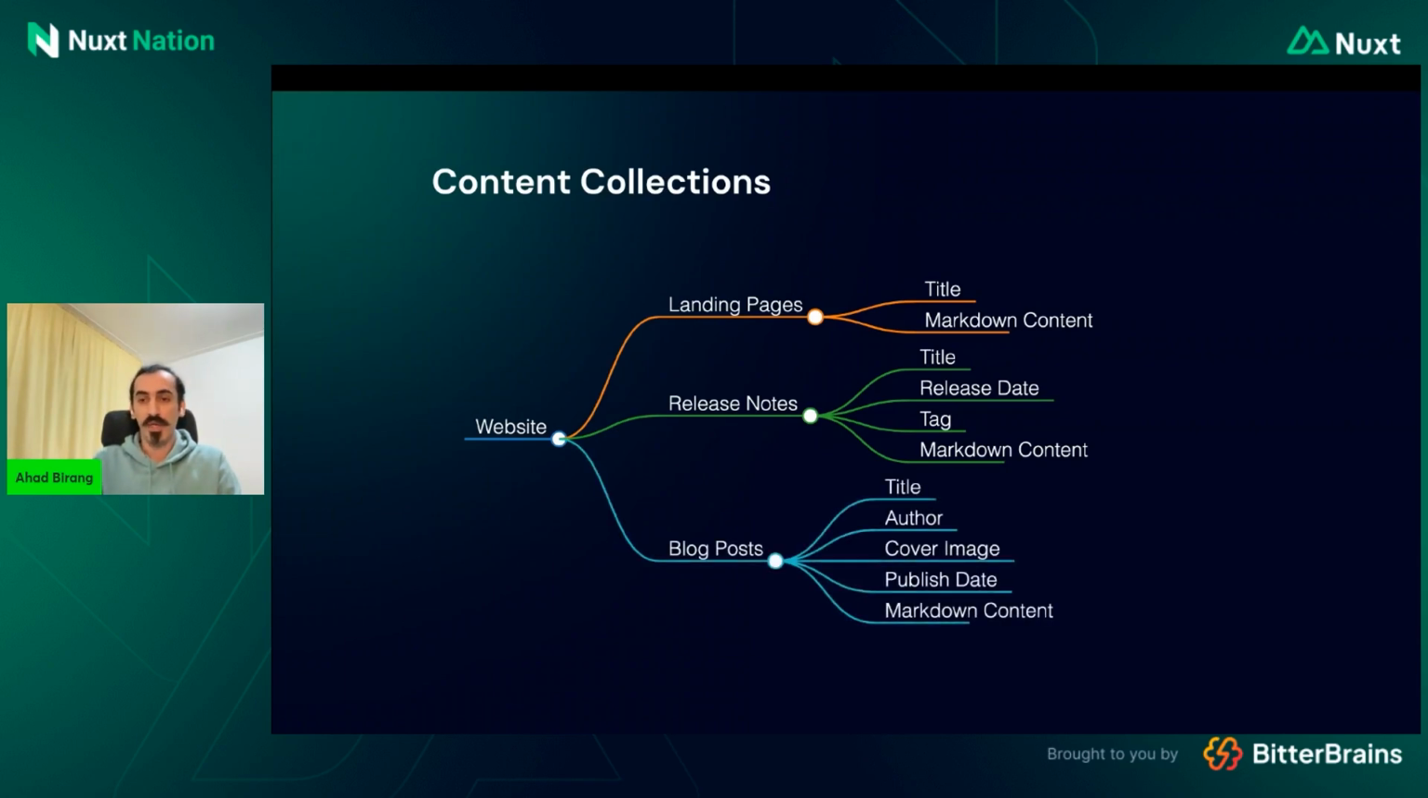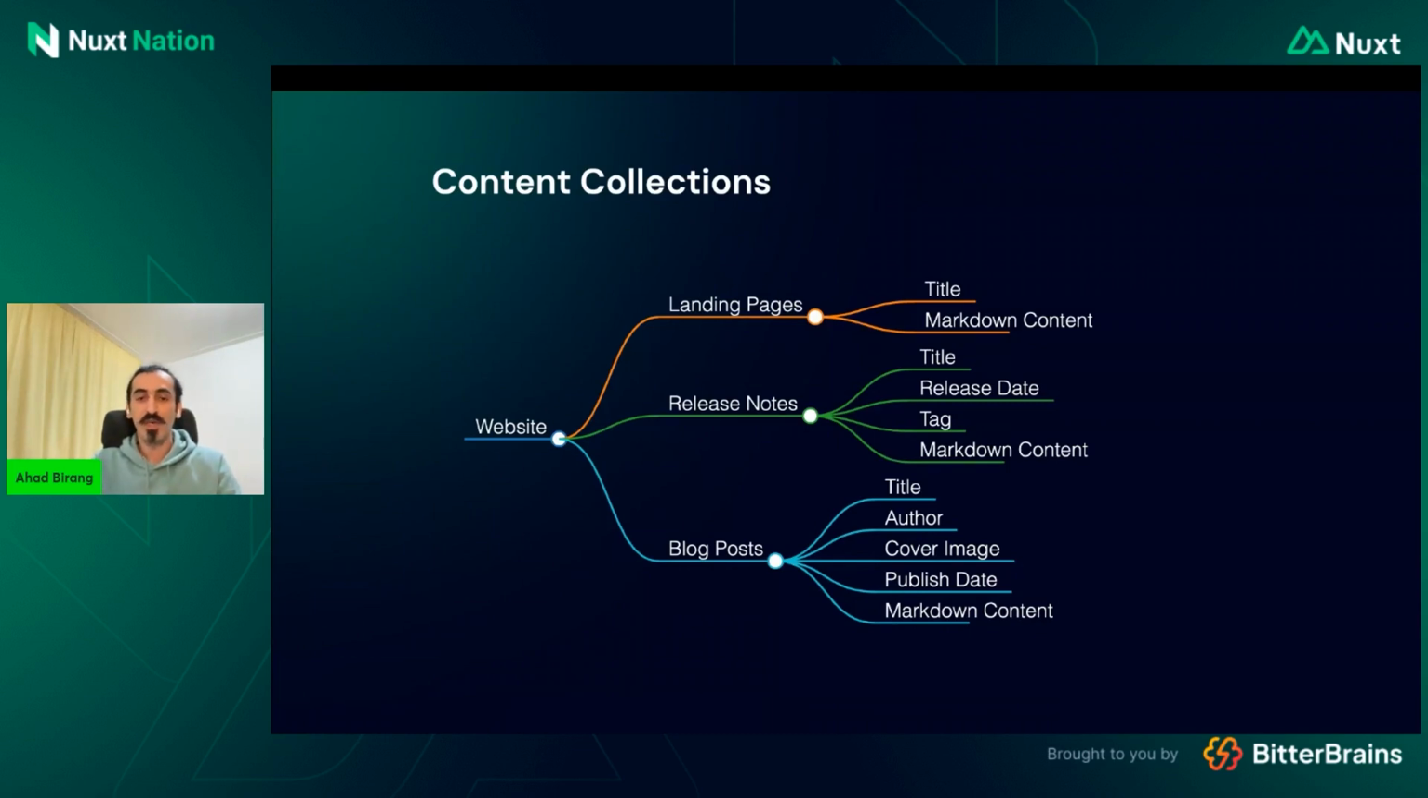Next, we might have blog posts. A blog post should have a title, the author or list of authors, might have a cover image, it has a publish date, and finally, it sure has an actual article.